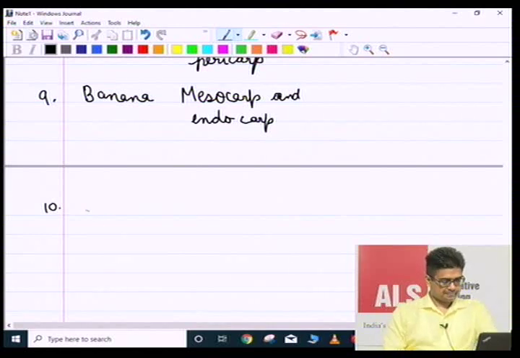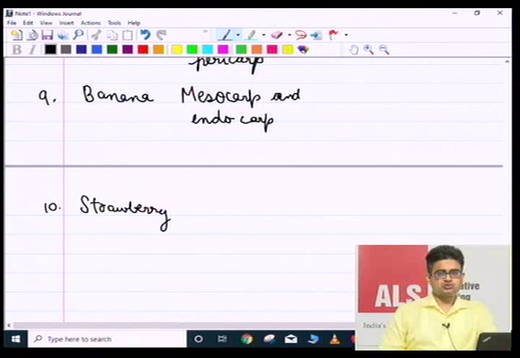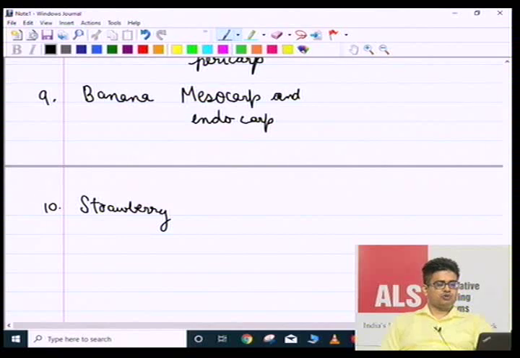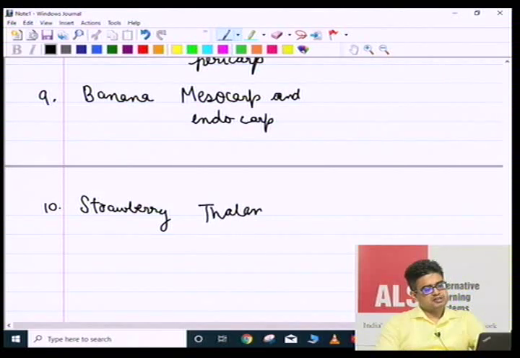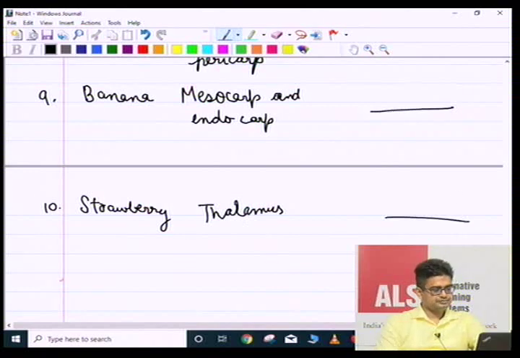Strawberry. Somebody had asked me about strawberry. Seedless fruit. Strawberry is not seedless actually. Seeds are small, but the seeds are there. And what do we eat in strawberry? Thalamus. Strawberry is not a berry, it is an aggregate of achenes. Complete this by yourself.